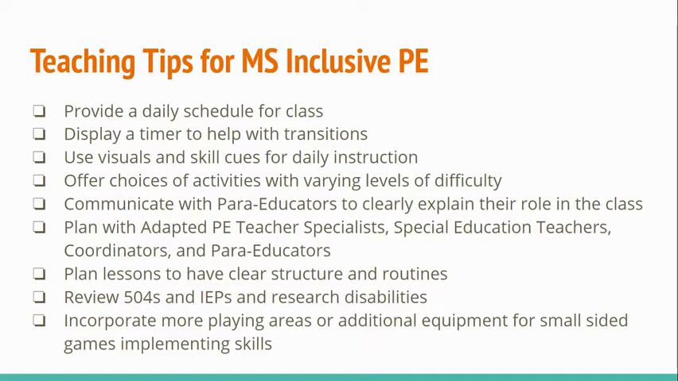Communicate with paraeducators to clearly explain their role in the class. It is so important that we develop relationships with them and we keep those lines of communication open, because paraeducators understand students better than most other people in the building. So ask questions. What colors do they like? What songs do they like? What type of music? What dances? Figure out those things to help get your students engaged and to get them to participate in your class.